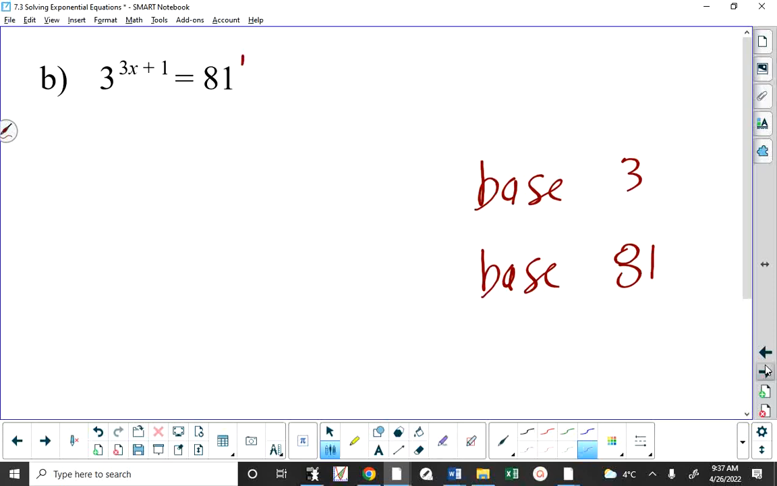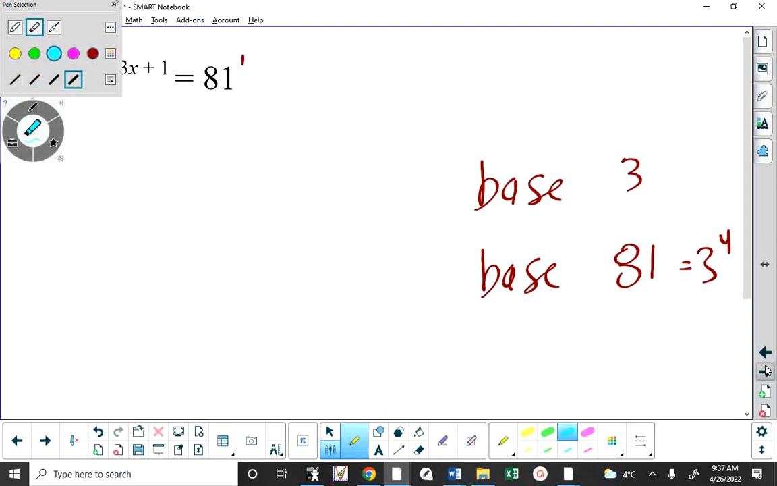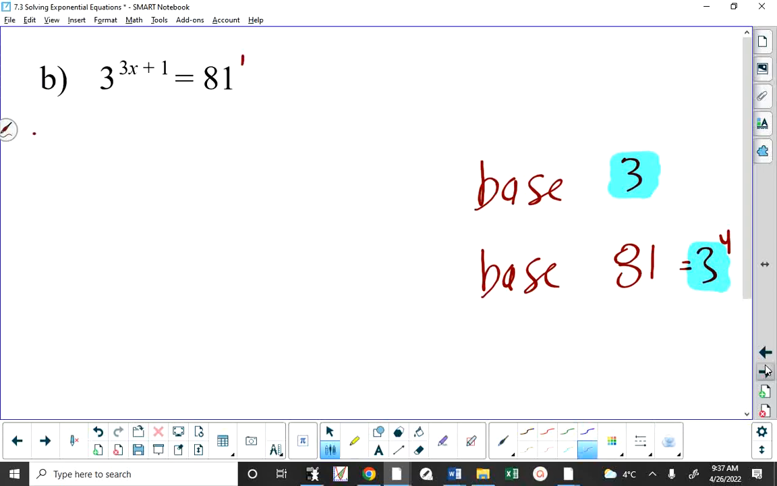And what we discover is that 81 is 3 to the 4. So now what we have is a common base. You can write the 81 as 3 to the 4. The 3 is already a base of 3. So this equation now becomes 3 raised to the 3x plus 1 equals 3 raised to the 4. And again, really simple so far, not really an exam question, just kind of warming up to more complicated things.